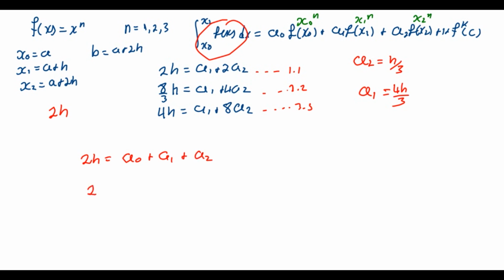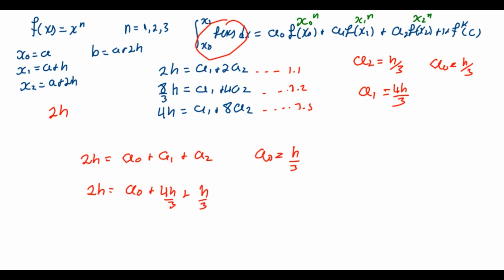So this is going to be 2h equals your a naught, which you don't know. Your a sub 1 you found is h over... what is our a sub 1? Our a sub 1 I found 4h over 3, plus a sub 2, which is h over 3. So if you make a naught the subject of the formula, you end up with a naught being equal to h over 3. So our a naught is equal to h over 3.